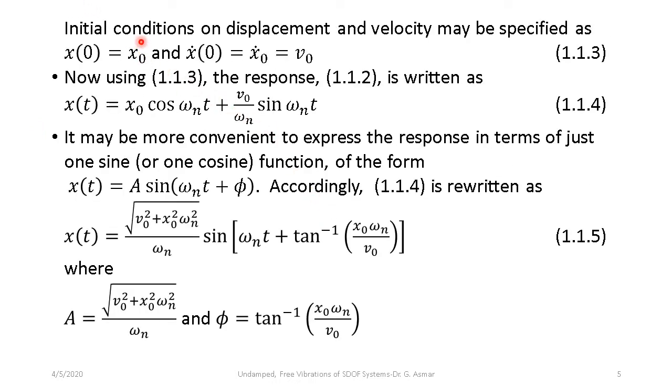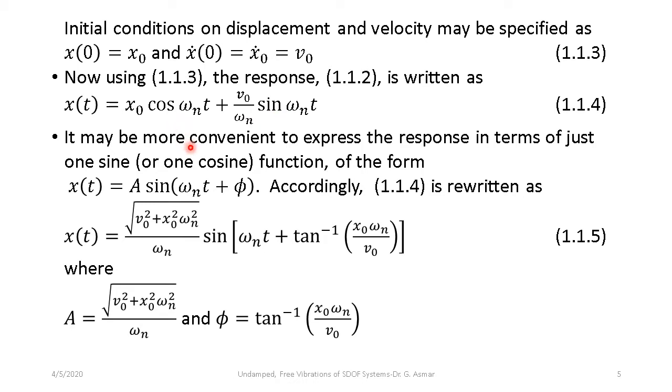As we said, initial conditions on displacement and velocity may be imposed as follows. X at t equals 0 equals x naught. This is the initial displacement, and x dot at t equals 0 equals x naught dot, or v naught. That's the initial velocity. Now, using the initial conditions, the response becomes x of t equals x naught cosine omega nt plus v naught over omega n sine omega nt. Now you can see that the response has a cosine and a sine term in it.